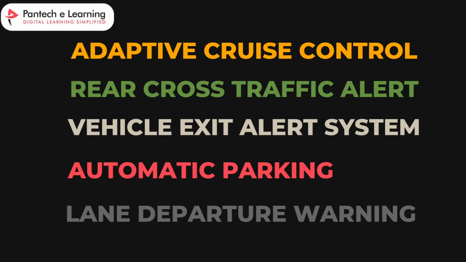Okay, no issue, I will tell you. With adaptive cruise control, the car can automatically adjust its speed to keep a safe distance from the car in front. That is adaptive cruise control. Next one is the rear cross traffic alert. It's like having eyes in the back of your car. It helps you know if there is a car coming from the side when you are backing up. It's a bit like having a friendly alert system to keep you safe.